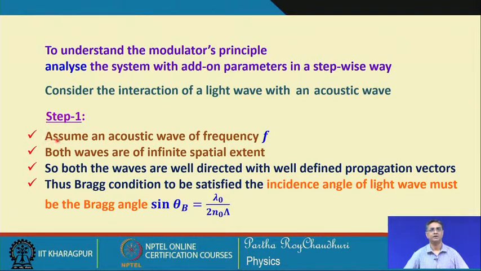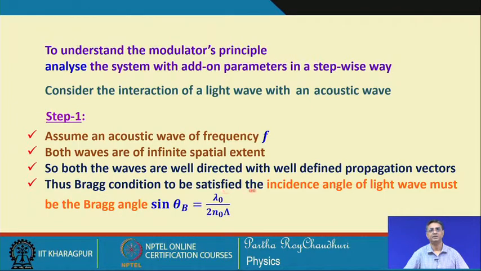So, for step 1, let us assume an acoustic wave of frequency f. So, it has only one frequency, and the optical wave and the acoustic wave both are of infinite spatial extent. They are infinitely extended and there is an interaction. So, both the waves are well directed with well defined propagation vectors, because they are infinitely extended. So, both of them have only one propagation constant each, attached to the acoustic wave and the optical wave respectively.